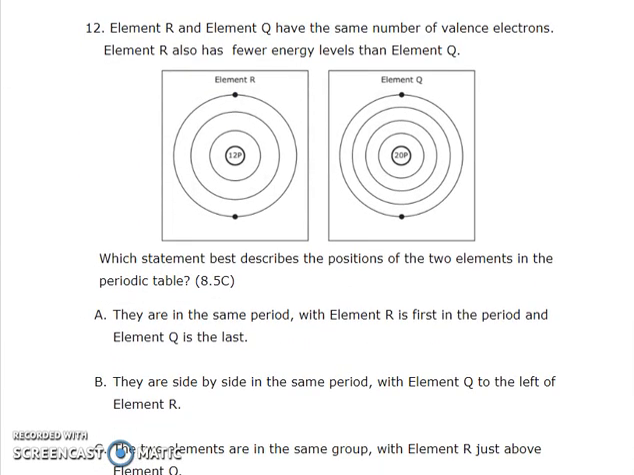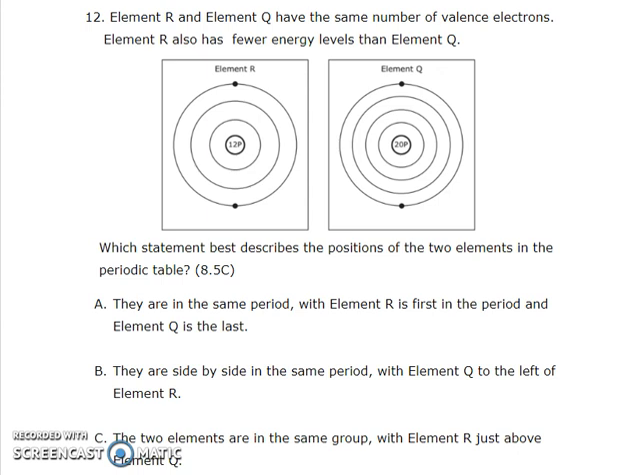Number 12. Element R and element Q have the same number of valence electrons. Element R has fewer energy levels than element Q. Which statement best describes the positions of the two elements in the periodic table? A, they are in the same period, with element R in the first period and element Q in the last. B, they are side by side in the same period, with element Q to the left of element R. C, the two elements are in the same group, with element R just above element Q.